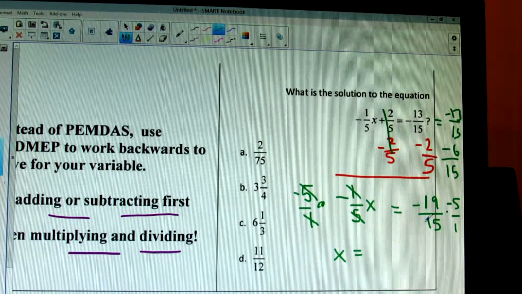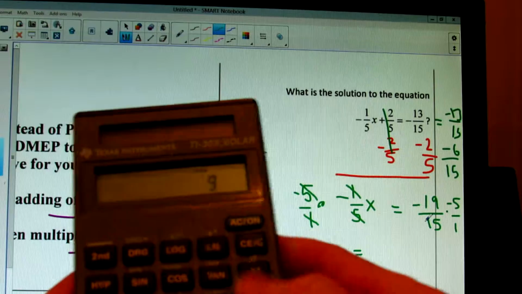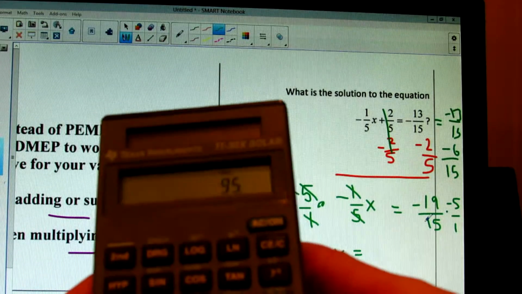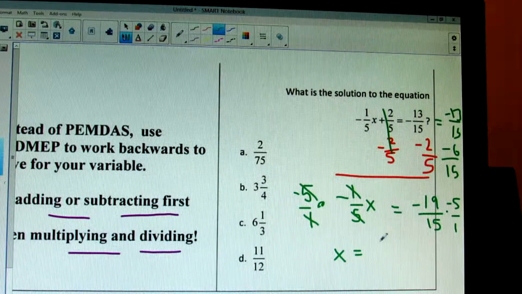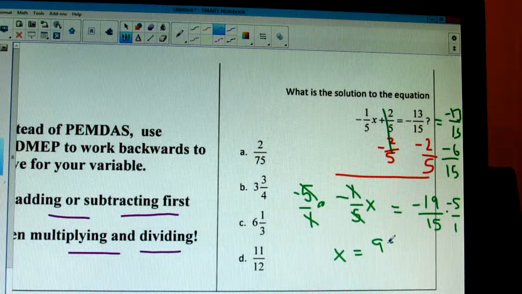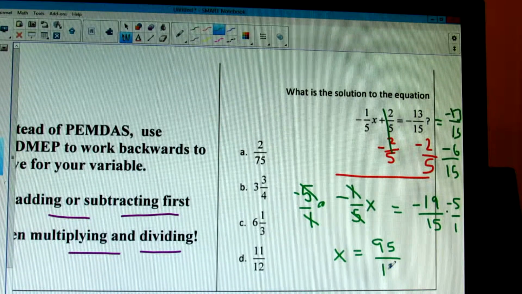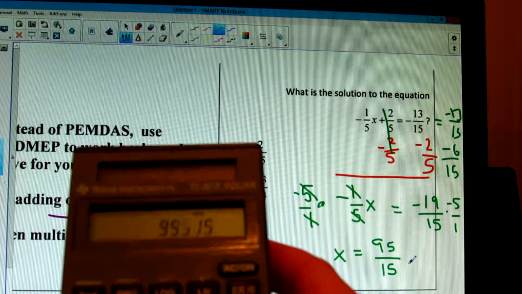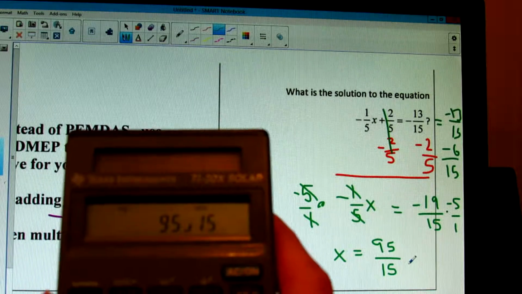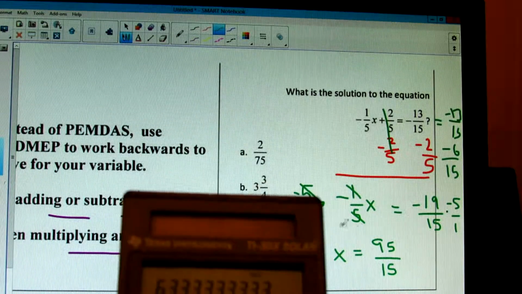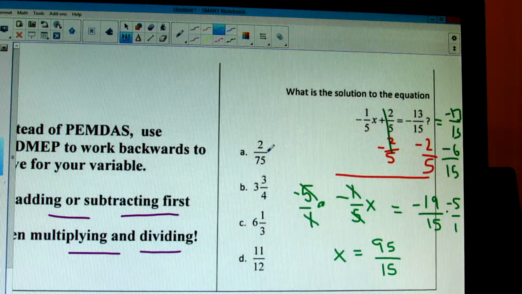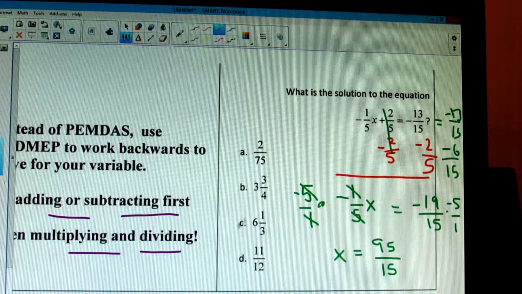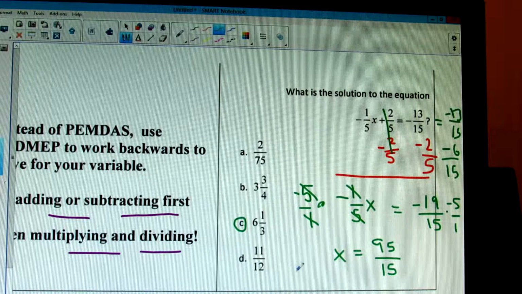I believe it's, let's see, let's do 19 times 5. Ooh, 95. Positive 95/15. And a negative times a negative is a positive. So now I just have to do 95/15 and see if I can change this second and hit fraction decimal. 6.33333 repeating. Looking at my choices here, the only one that is 6 anything is this guy. So 6 1/3. Okay, now on to some practice questions.